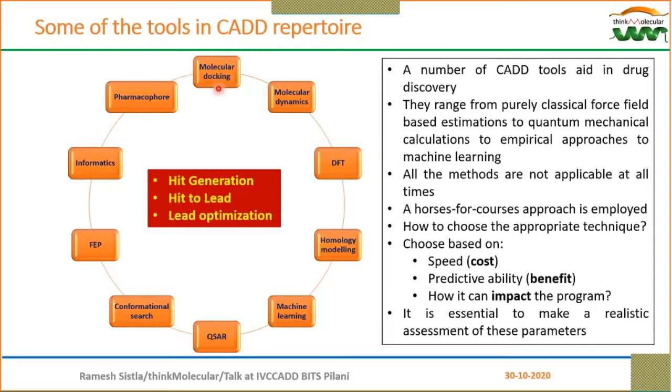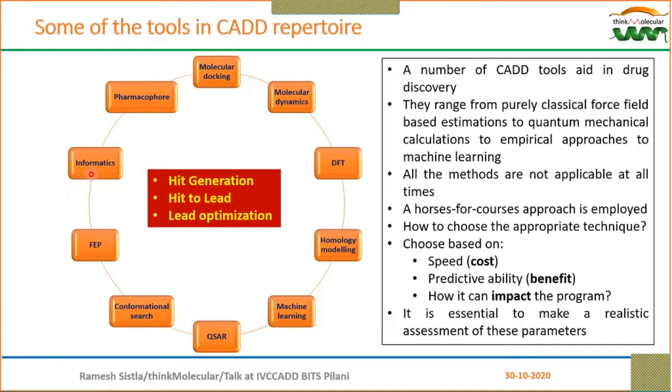Say molecular docking, everybody is very familiar with it. Then we have molecular dynamics, then we have quantum modeling, machine learning, which is getting a lot of steam. QSAR models, the traditional QSAR models, the machine learning based QSAR models, then the conformational analysis of these compounds, which I think is very, very important. Then you have the free energy perturbation theory, what we just talked about.